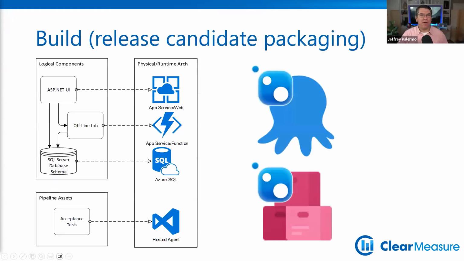And so from a packaging perspective, you can see how an application with a web application, an offline job, and a SQL Server database translates to 3 deployable components. And then, of course, your full system acceptance tests are a 4th deployable component, okay? And we can push those to the NuGet server inside Octopus Deploy, and we can also push our tests to Azure Artifacts.